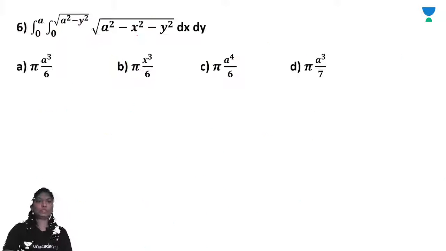Now let's move further. Integral from 0 to a, integral from 0 to root of a square minus x square, of root of a square minus x square minus y square dx dy. Right? Let's see. So here, integral from 0 to a of root of a square minus x square minus y square dx dy.